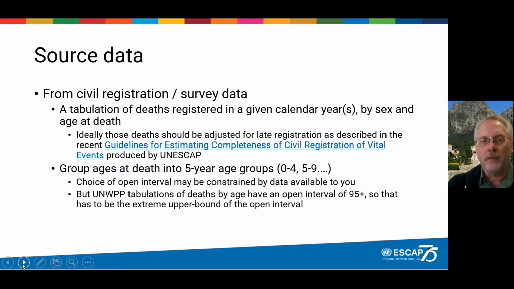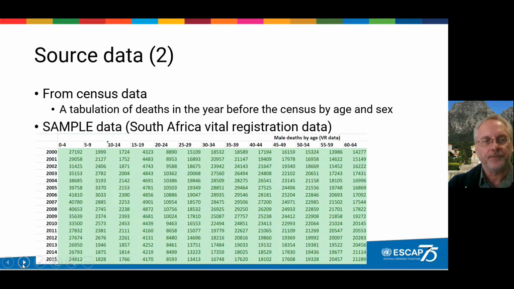You might have to use an open interval of, say, 80 and over or 85 and older, in which case the process is exactly the same as before, but one would then combine the data from the UNWPP tabulations to conform with the open interval available to you. If one is working with data from a census, that is the household deaths module, what one would want is a tabulation of deaths in the year before the census by age and sex, and then further grouped into the conventional age groups.